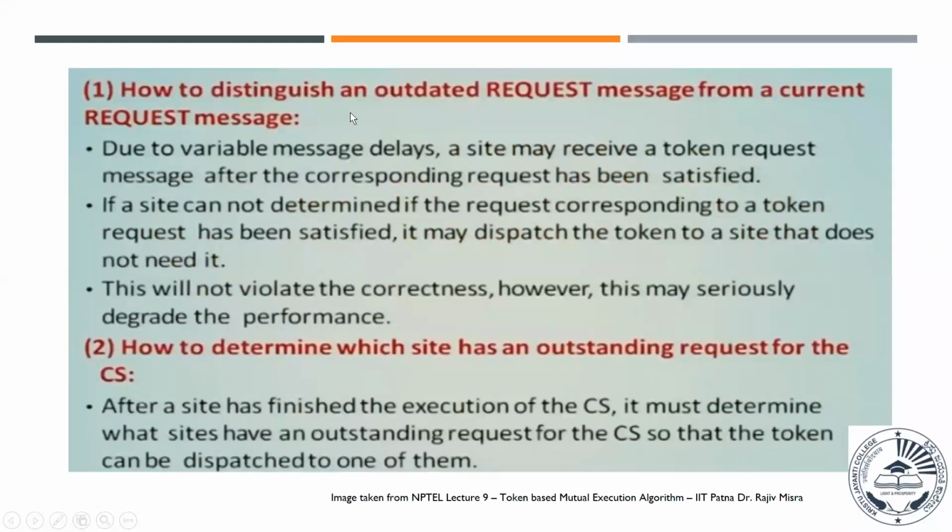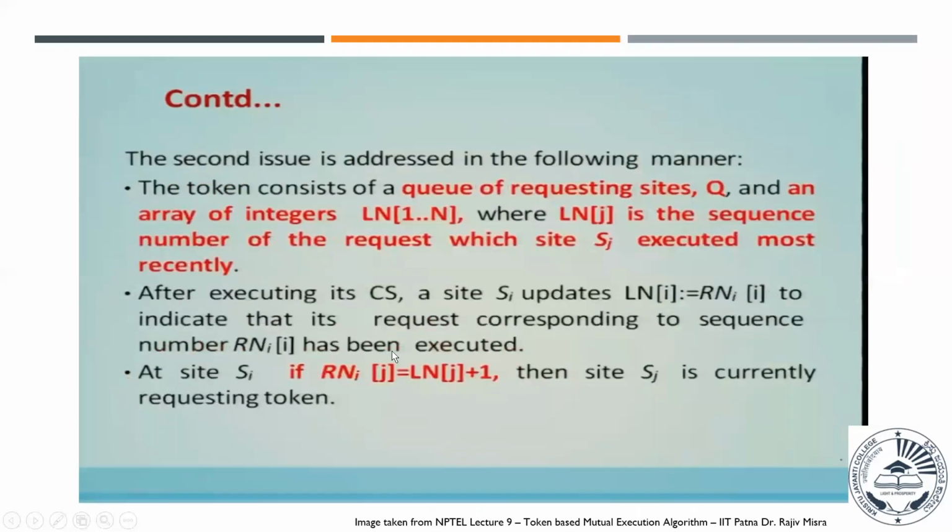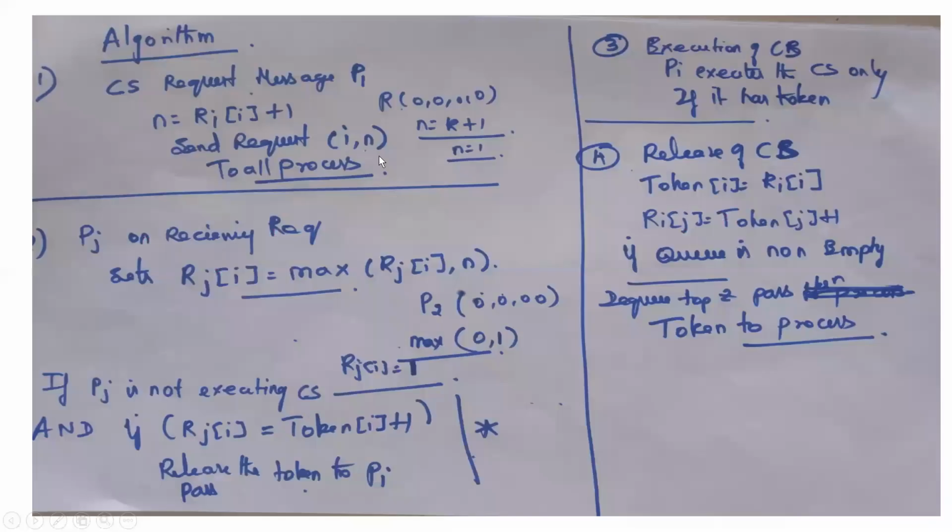Okay, there are two conditions they have to check. One is how to distinguish an outdated request message, and the other is how to determine which site has an outstanding request for the critical section. So these are the two important points we need to satisfy here, and this is the way it has been satisfied. The first condition has been satisfied in this way, and the second condition is satisfied whether T becomes R, or R becomes T plus 1, so you can release it.